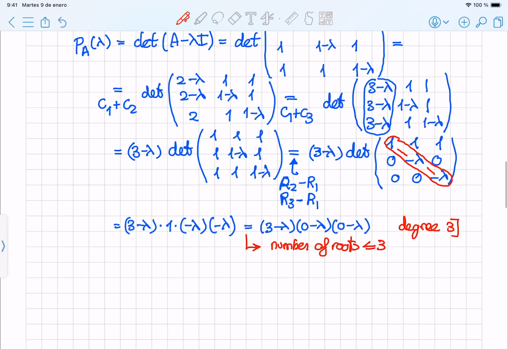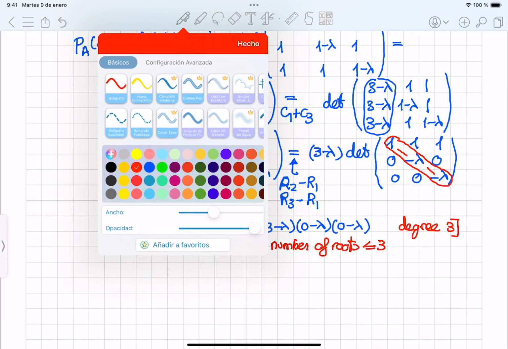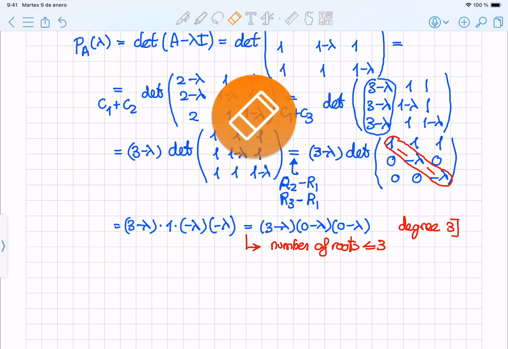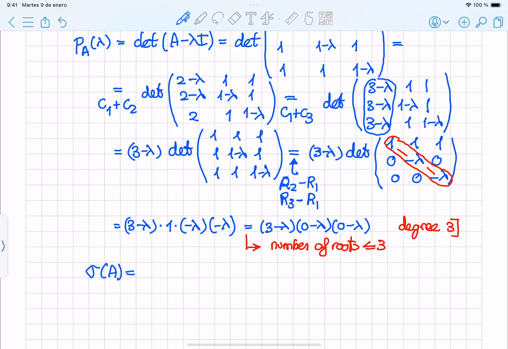Okay, so what is the spectrum? Once we have computed the polynomial, we can already write down the spectrum. So in our case, the spectrum is just the set of the roots. And observe that the only roots that we have are the 3 and the 0.